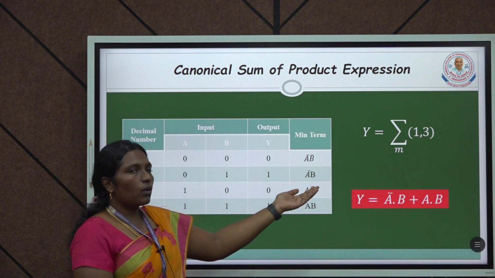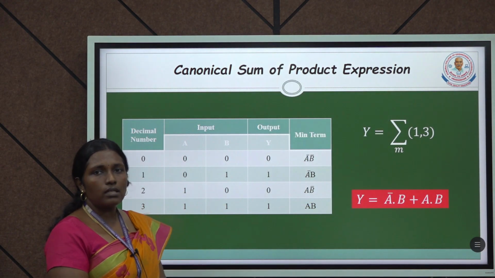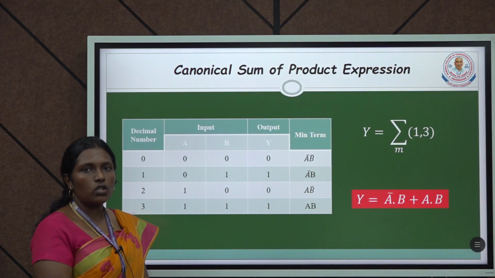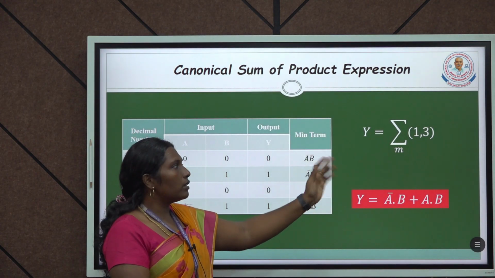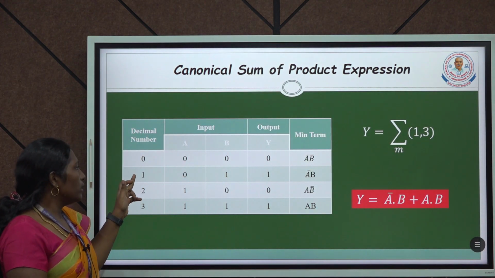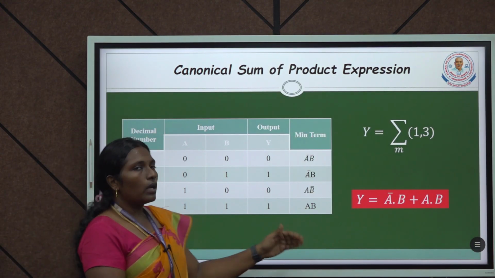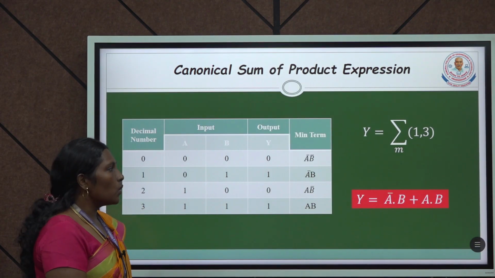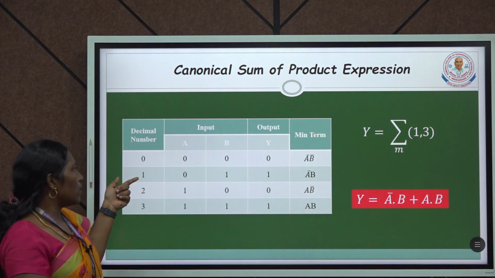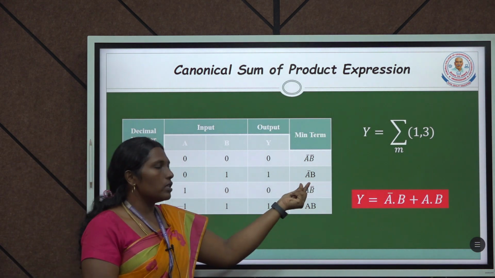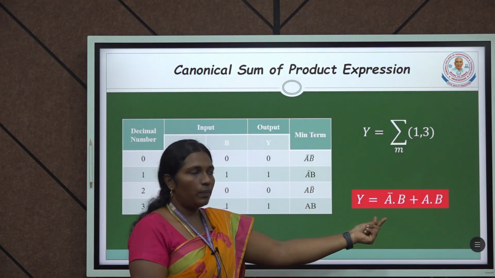Consider the same truth table as I showed in the previous slide. The question is y equal to summation of m. The minterm is denoted by the symbol summation of small m, into 1 comma 3, that is, the decimal numbers 1 and 3. We have to write this in expression form. For the decimal number 1, the minterm expression is a bar dot b.